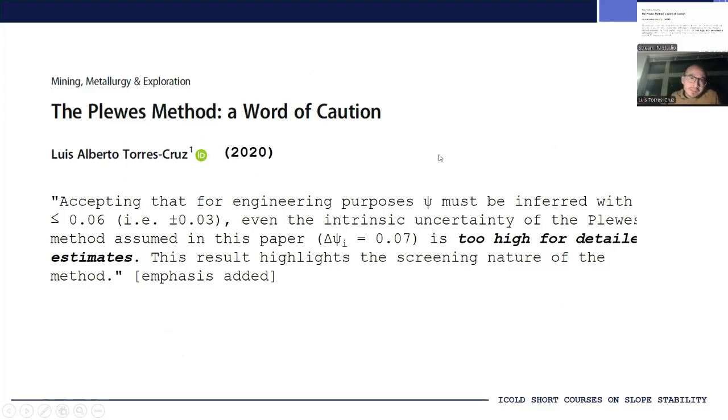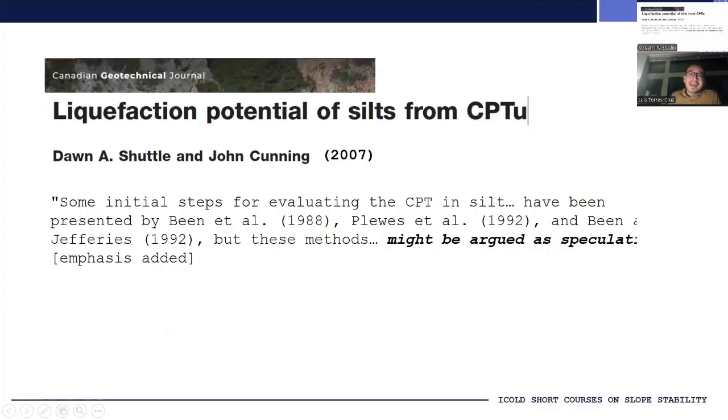Furthermore, clearly I take issue with this, right? So much so that I dedicated an entire paper to warning about the uncertainty of the Plewes method. And my conclusion in that paper is that the uncertainty of the method is too high for detailed estimates of the state parameter. So there is no data, none whatsoever, to suggest otherwise. And I am not the only person saying this.